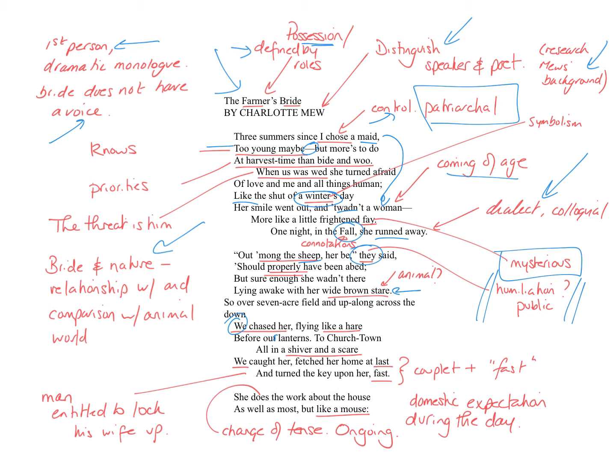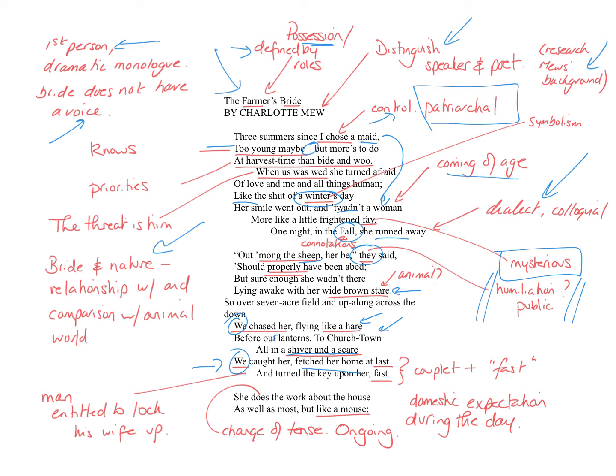So the idea, who is the we? Okay, we chased her, we caught her. This is a society which is against this young girl. She flies like a hare, again, that idea of energy, nature, etc. She's caught in a shiver and a scare, so she is reacting as if she's a frightened animal. The idea that she's got to Churchtown might be quite ironic because there's nothing Christian about the way that they're treating her. And once they find her, they fetch her home.